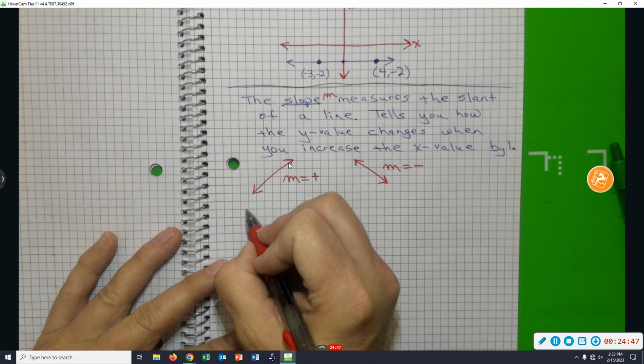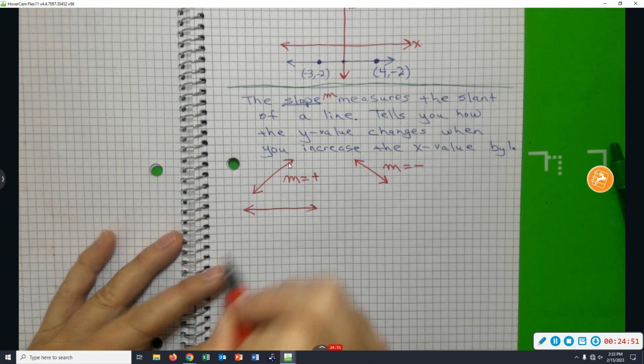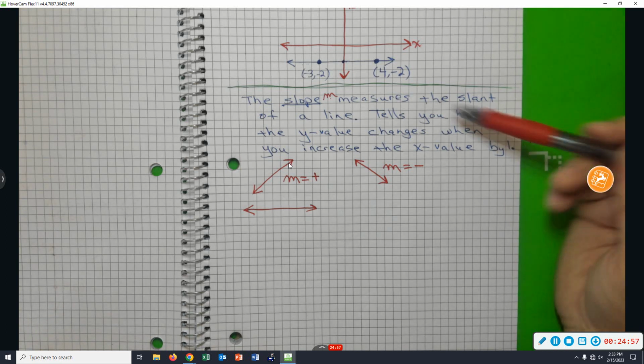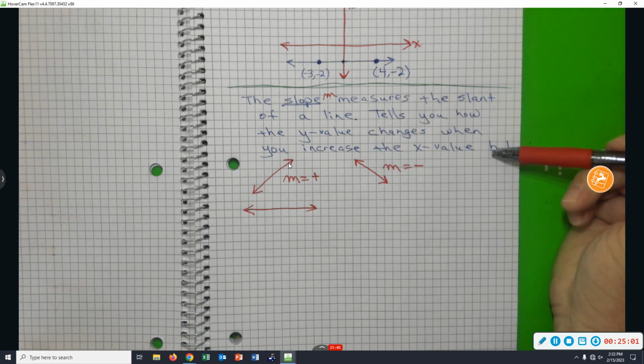Suppose we have a horizontal line. Keep in mind that I said the slope will tell you how the y value changes when you increase the x value by 1.